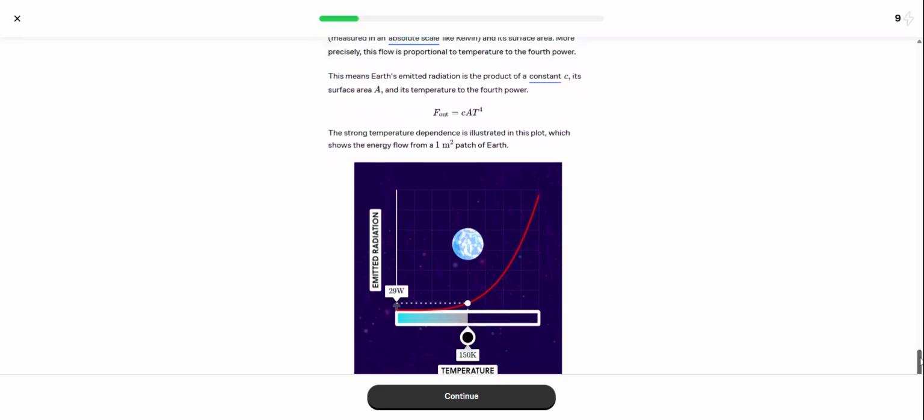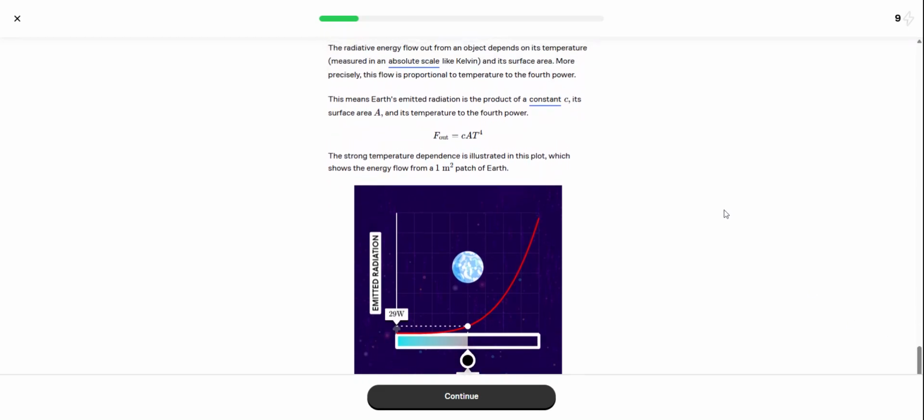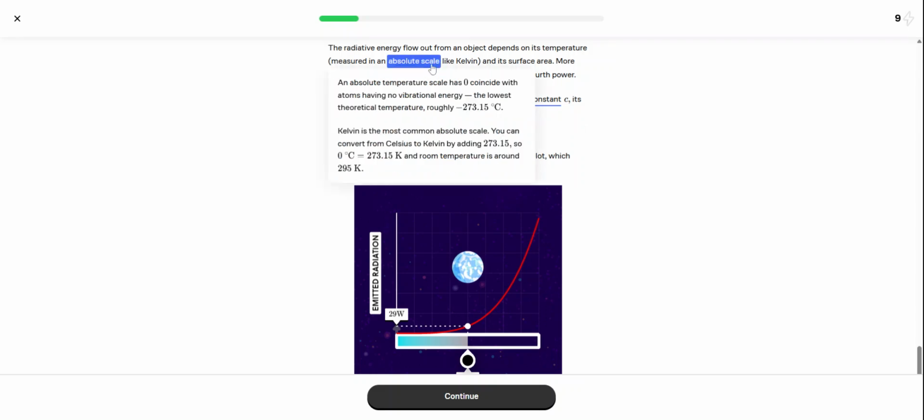I need to scroll down. Wait, I need to read this first. The radiative energy flow out from an object depends on its temperature, measured in an absolute scale like Kelvin. This says the temperature scale has 0 coincide with atoms having no vibrational energy, the lowest recorded temperature, roughly minus 273.15 degrees Celsius. You see that Kelvin is the most common absolute scale.